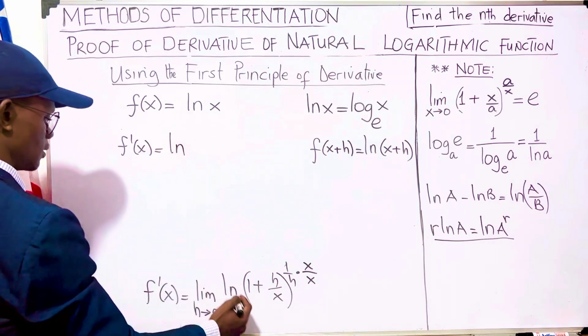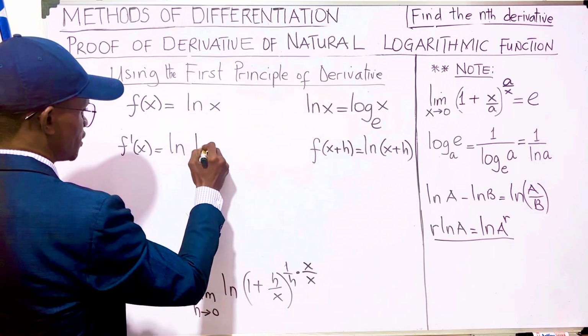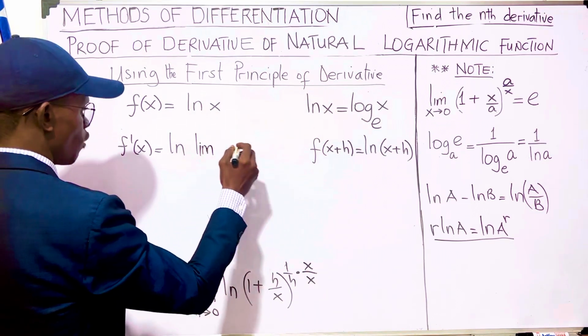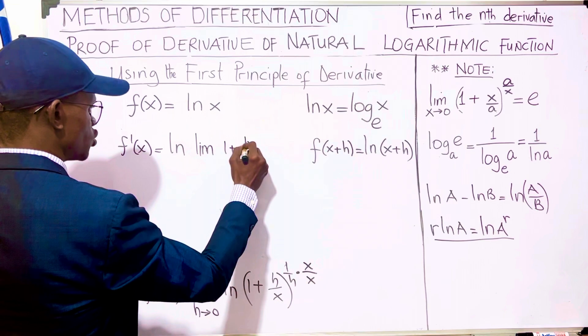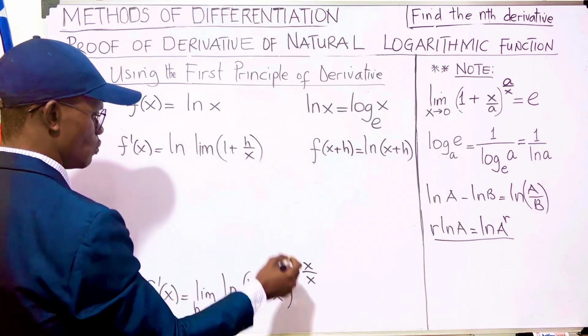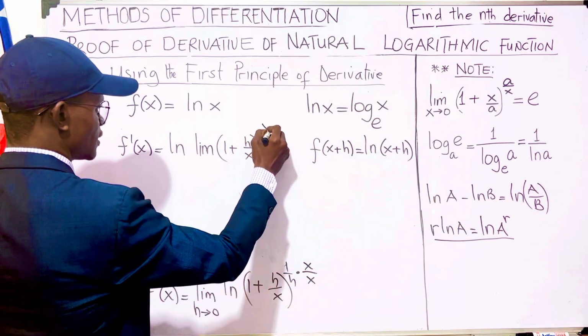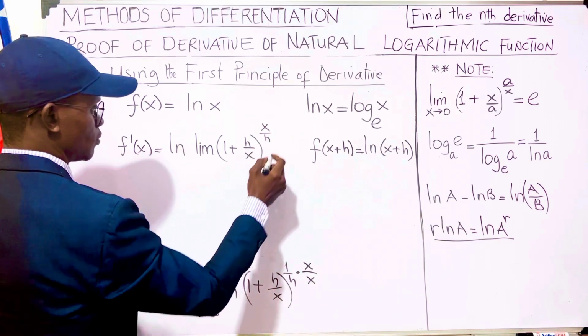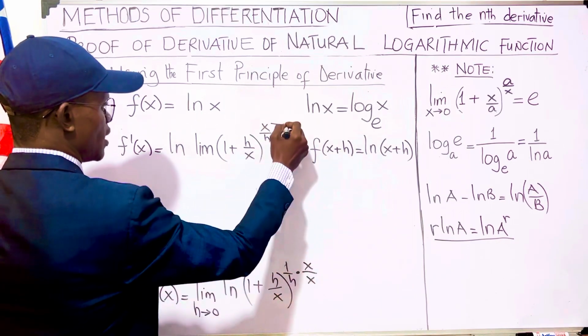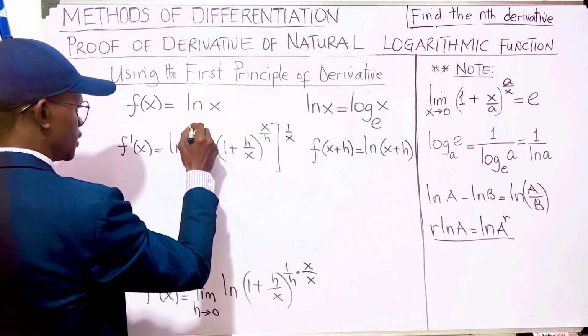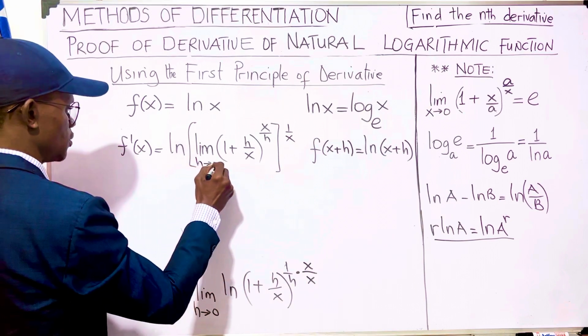So bring the ln behind the limit. We have the limit of (1 plus h over x) raised to the power x over h. And then what is left? We have 1 over x. That's exactly what is left, h approaching 0.